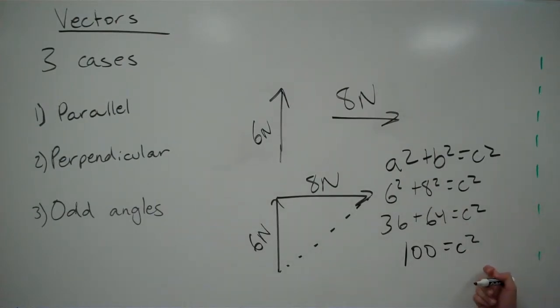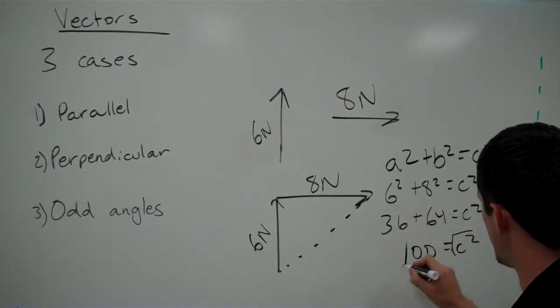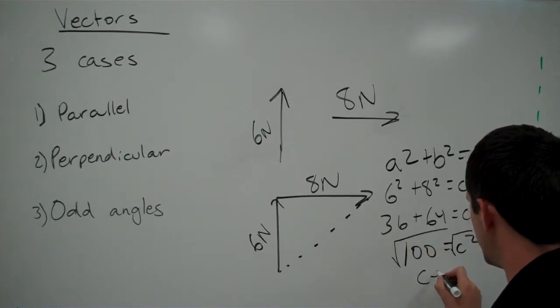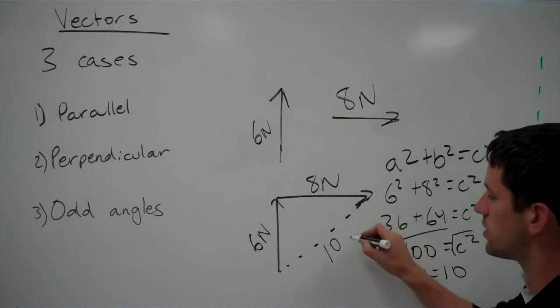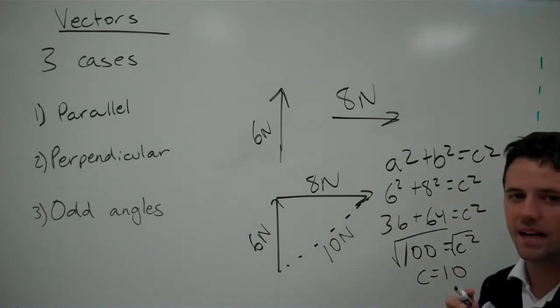Okay, and then when I'm trying to get rid of this squared, find the square root of both sides, and I get that c equals 10. Okay, so I have found that when I combine these two vectors, I get a magnitude of 10.